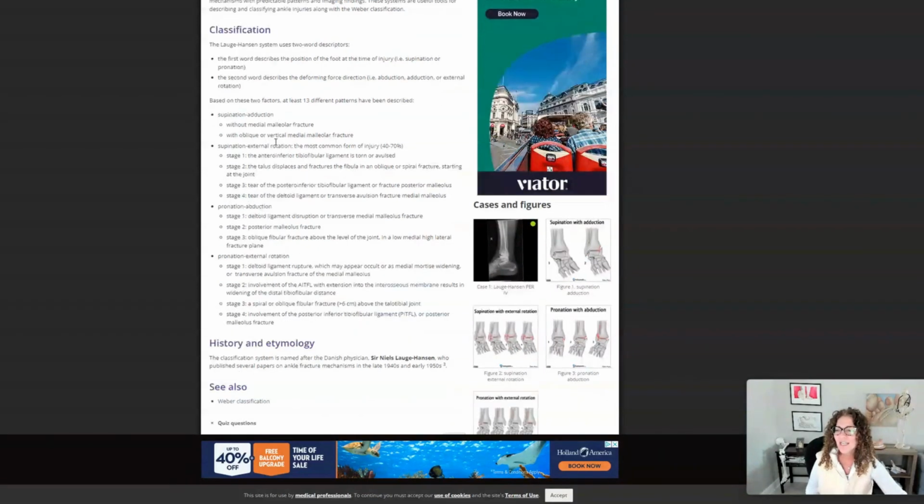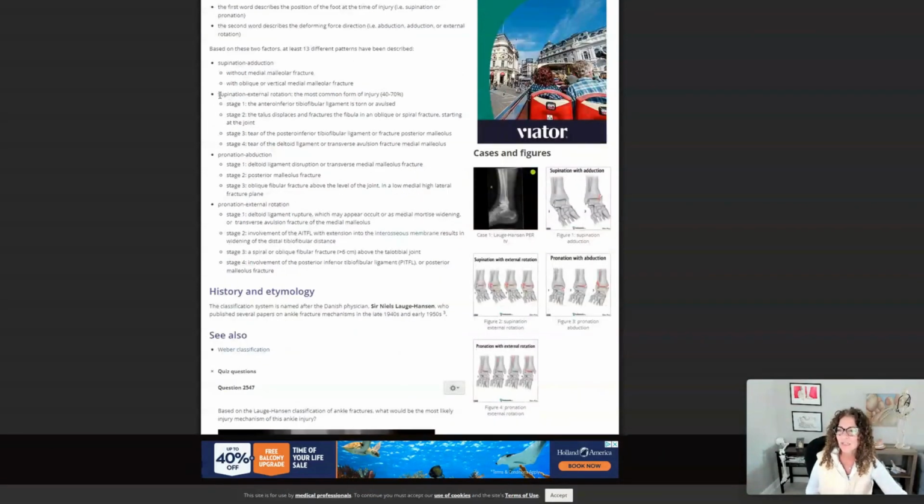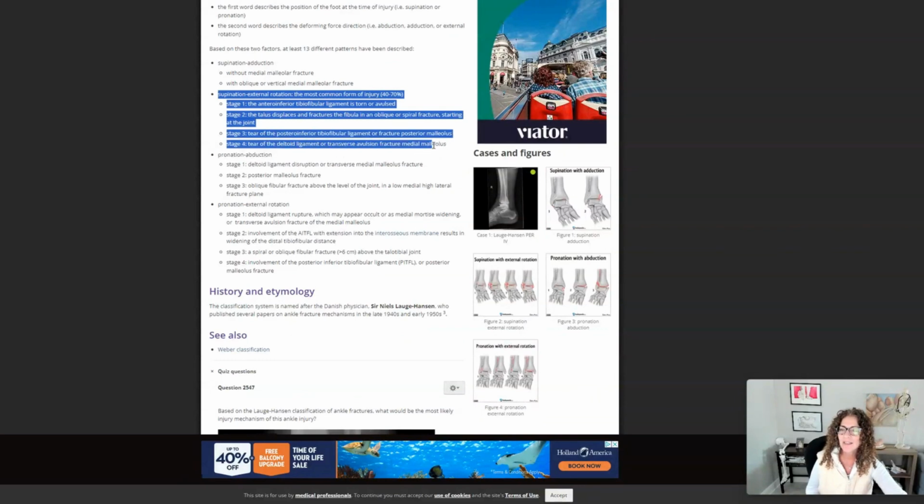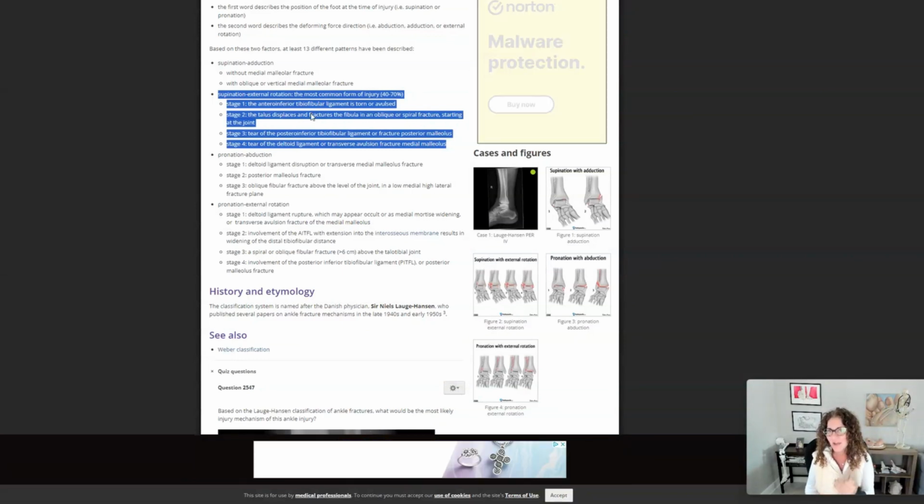And what we're looking at, I think it really pays for a lot of radiologists to read over and over again the different stages of the supination external rotation, because it's the most common injury we've got. 40 to 70%, that's a big range. I would say a lot of injuries most of the time when I can describe them this way.